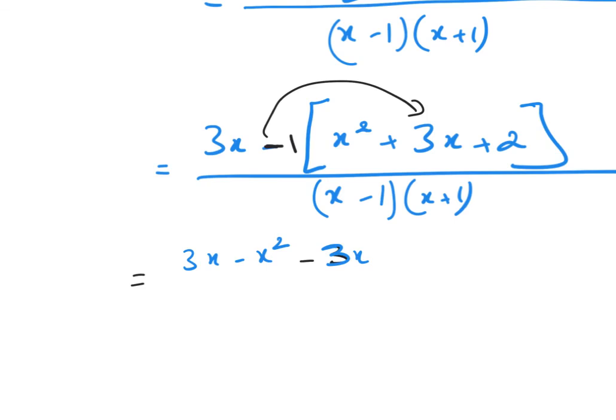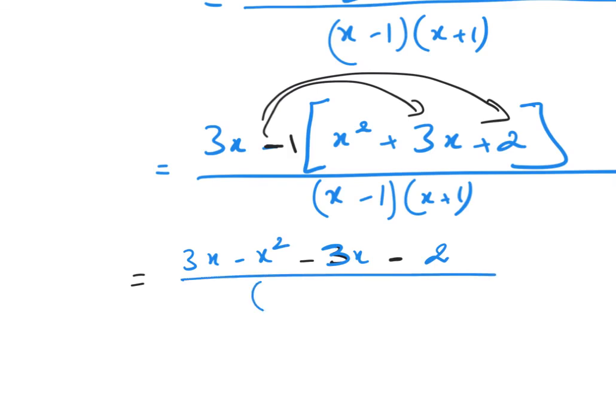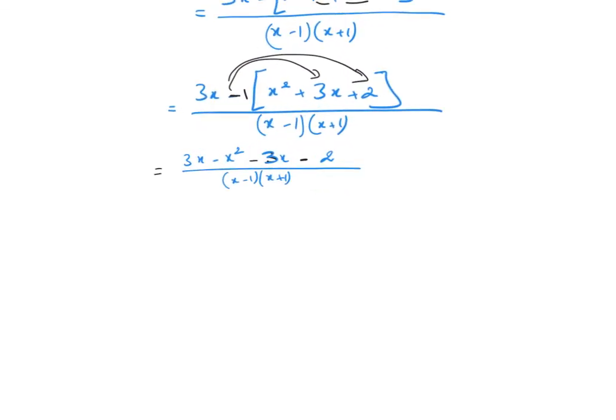And negative 1 times 2 will be negative 2, right? That would be negative 2 over x minus 1 times x plus 1. And the last step here, we're just going to combine like terms. We're going to have negative x squared. And we can combine 3x with negative 3x. Those are opposites, that would be 0. And here we have minus 2 over x minus 1 times x plus 1.